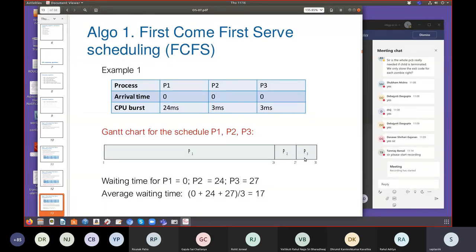So what was the waiting time for all these processes? P1 did not have to wait at all. It arrived at 0 and it started running at 0. So waiting time for P1 is 0. For P2, it arrived at 0, but it started running at 24. So waiting time of P2 is 24. Similarly, waiting time of P3 is 27. So the average waiting time is 17 milliseconds.